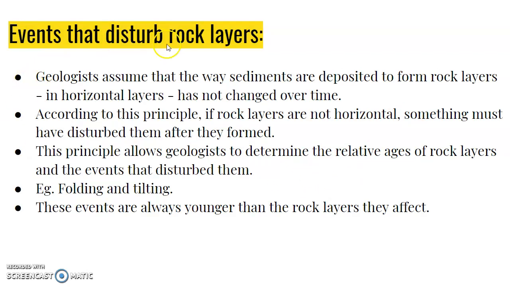Events that disturbed rock layers. Now, geologists assume that the way sediments are deposited to form rock layers, which is in horizontal layers, has not changed over time. So, according to this principle, if the layers are not horizontal, something must have disturbed them after they were formed, right?